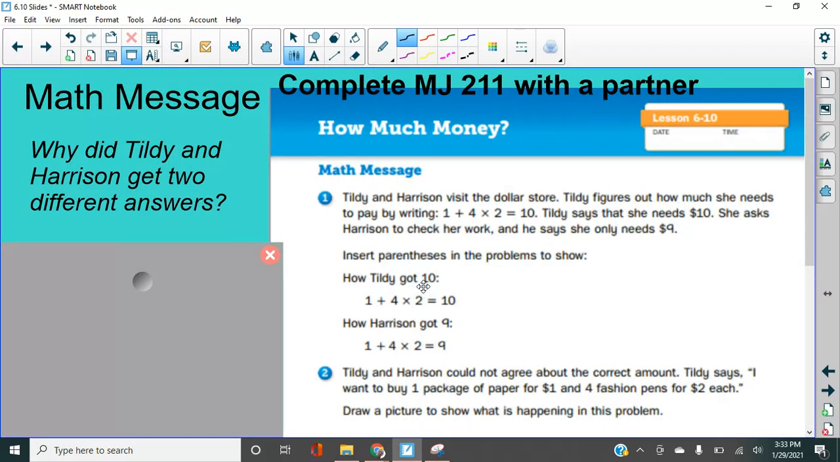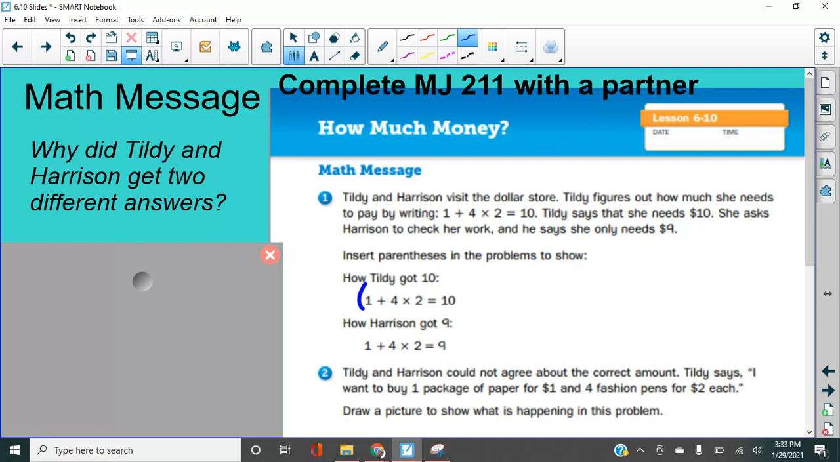Tildy got 10. Well, insert parentheses to show. So let's see. Maybe she put the parentheses here. Let's see if that would give her 10. 4 times 2 we would do first. 4 times 2 is 8. And then 1 plus 8 equals 9. Nope, that's not where she put the parentheses.